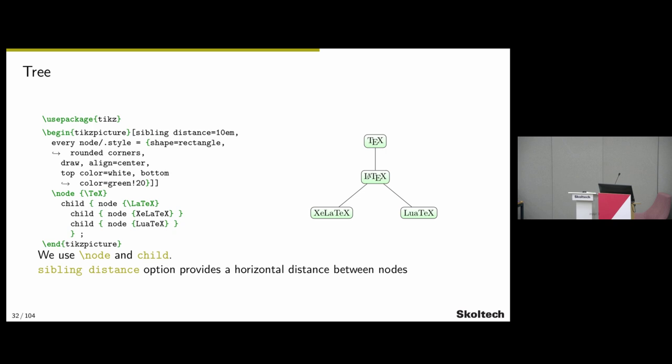In these commands, we first set the root node, and then relative to this node, we set children nodes. You can see that we set them with the keyword child. In this simple piece of code, you can get such a rather complex picture. Also in this picture, styles are set at the beginning. We use node and child. Sibling distance is a special parameter when you use the keywords node and child. It helps you to separate the nodes in your tree.